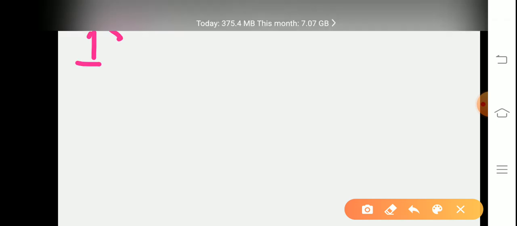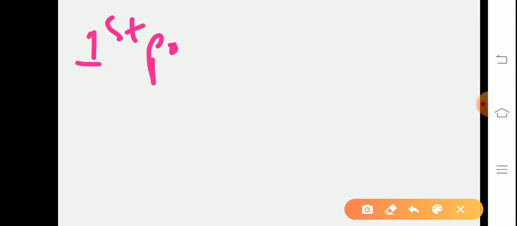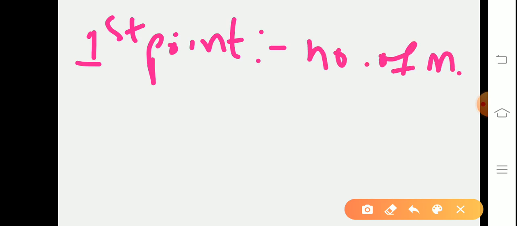First point, keep in mind, the number of main shells present in the atom will decide which period it belongs to. Number of main shells will decide its period. Later I'll give you an example, you listen first. This is the first point.